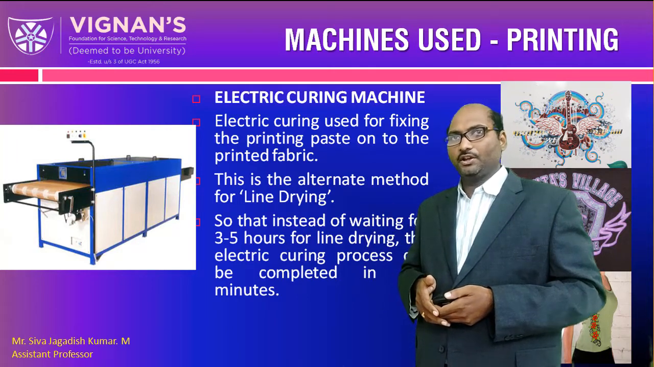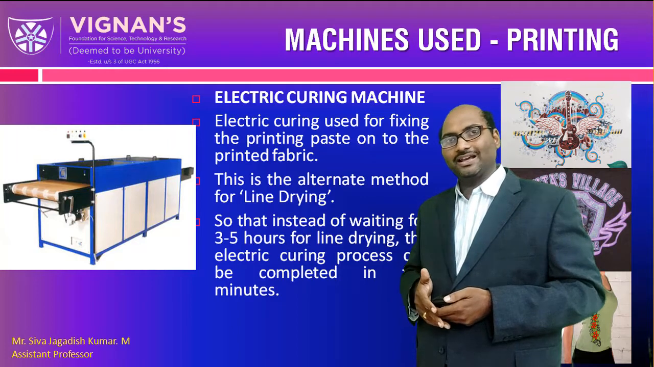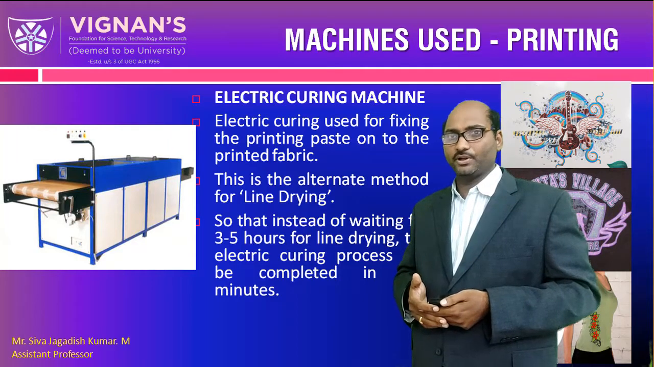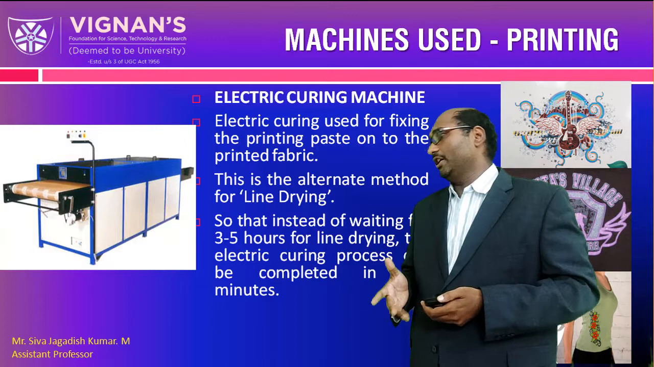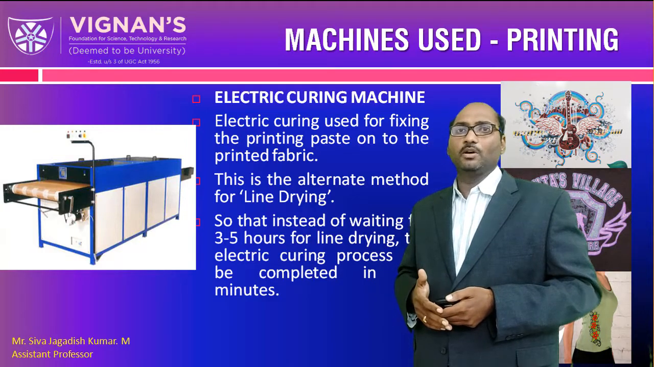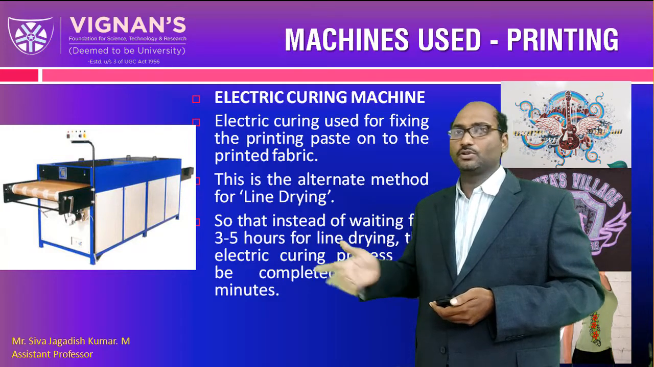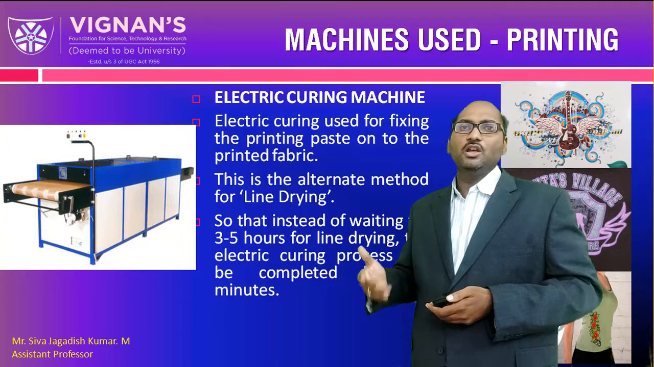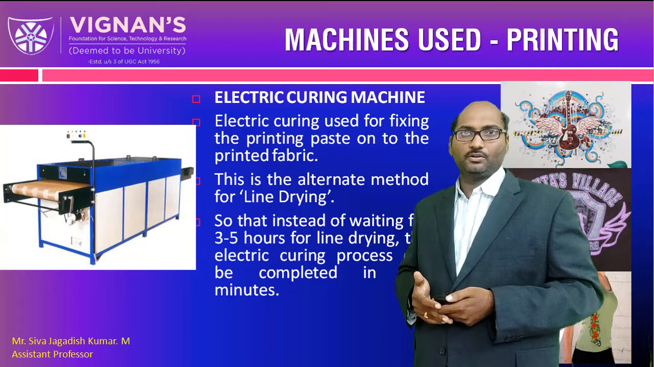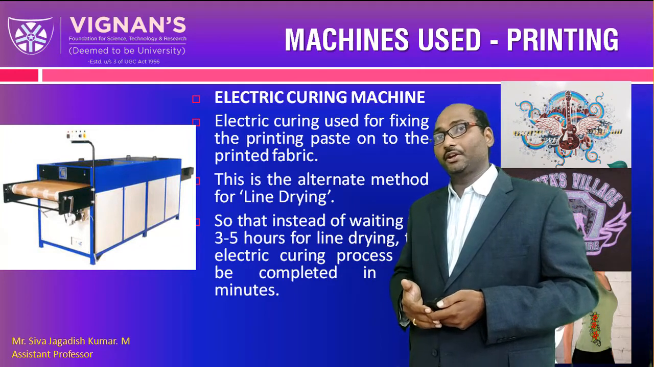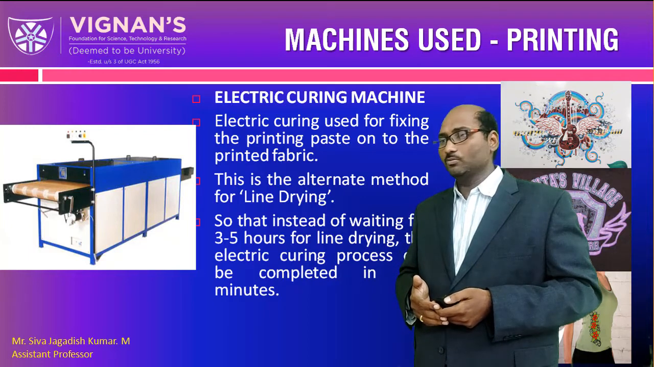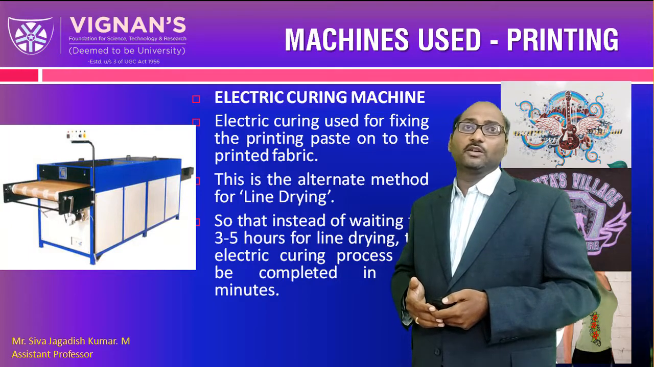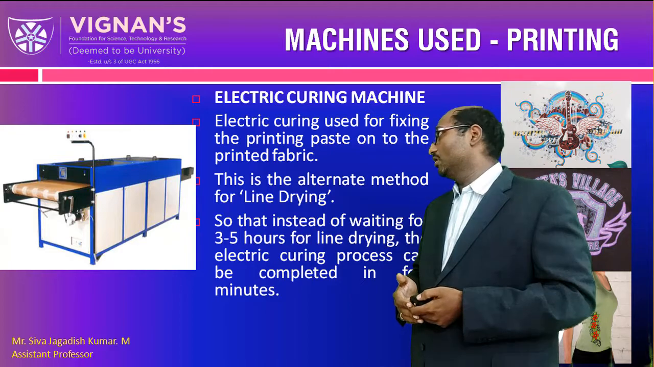So in this, whatever line drying operation we discussed, we will save a lot of time. The 3 to 5 hours required for line drying can be reduced to 2 to 5 minutes. So this electric curing machine comes very handy for a digital printing machine. This is one of the machines.